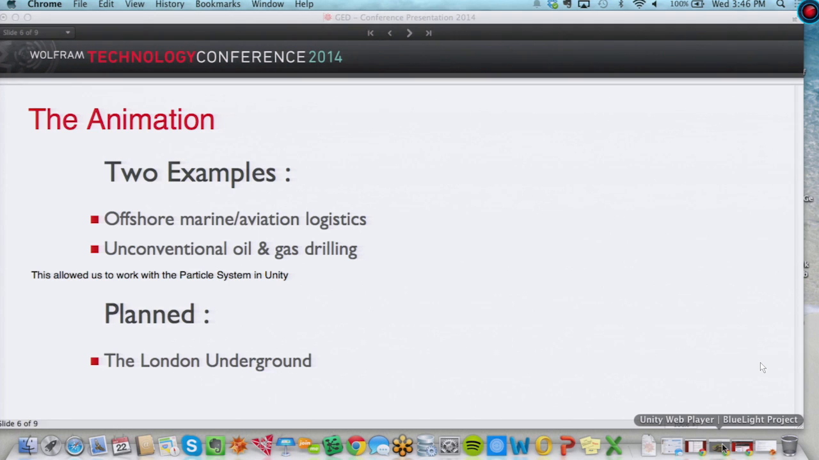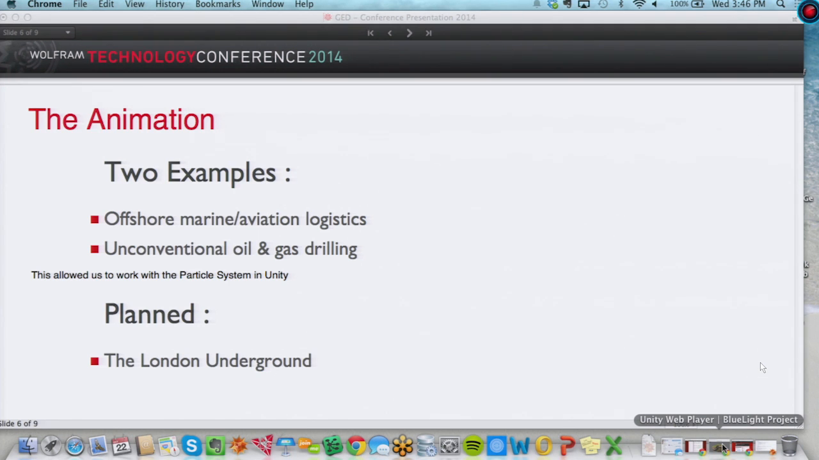So Unity made it easy for us to do this. The integration wasn't as difficult as we thought it would be, and I think that's really good news. All right, the second application that we had was one of oil and gas drilling.